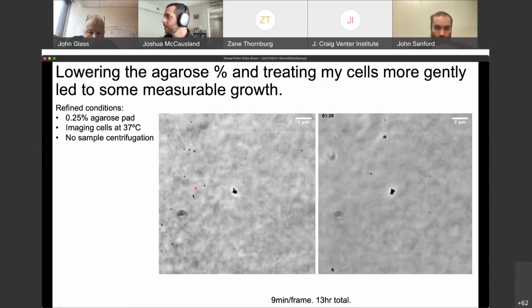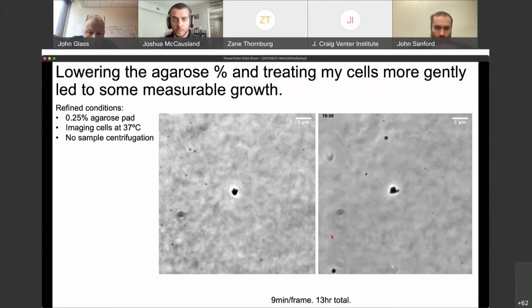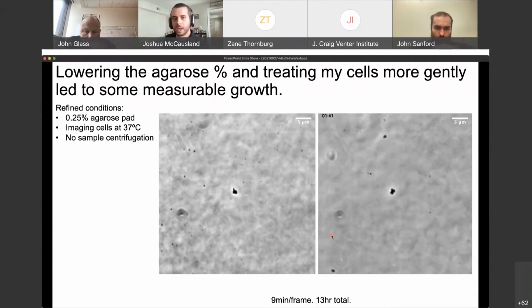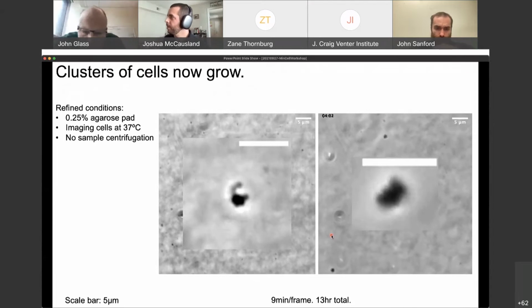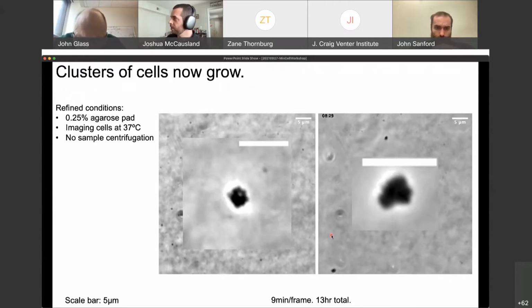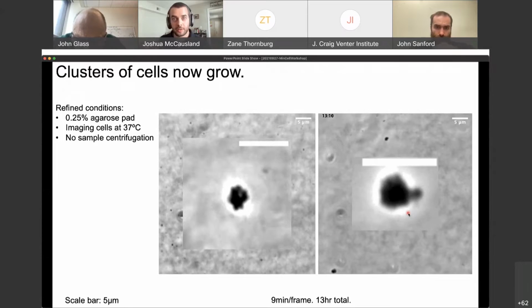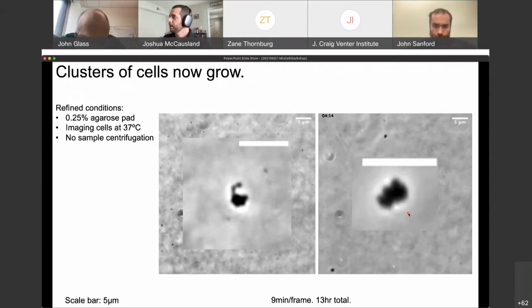In this case, you can see individual cells scattered throughout the fields of view, but you don't largely see those dividing for whatever reason. But you do get reliable reproduction of clump growth, and you can zoom in on them a little bit further with these 5-micron scale bars and see how the area of the clump form can grow.